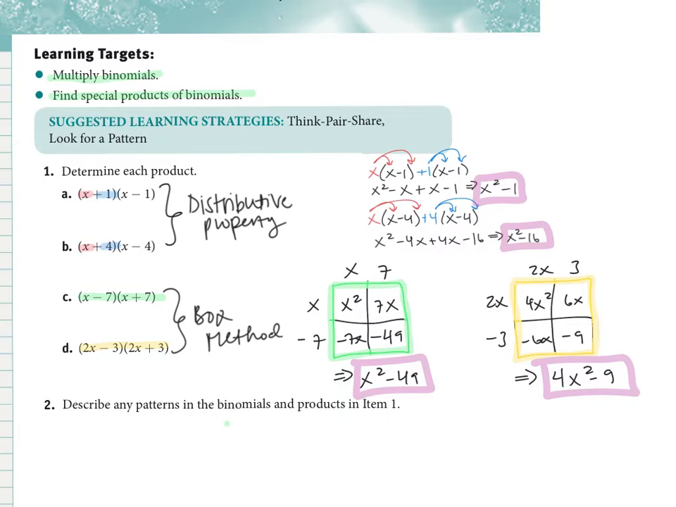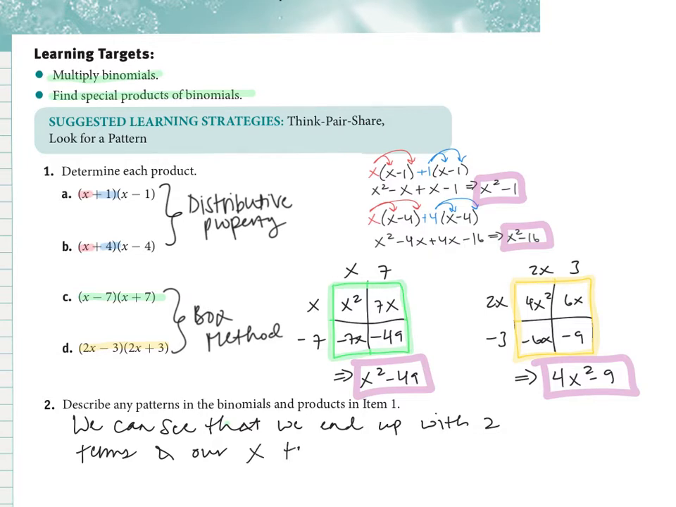So let's go ahead and answer this below with what we talked about. We can see that we end up with 2 terms, and our x term is canceled out.